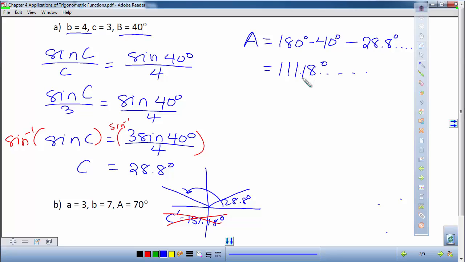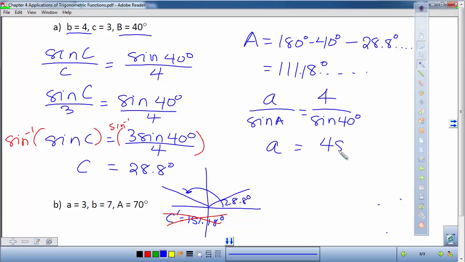Okay, so now we can say what? A over sine A is equal to B over sine B. I'll just go ahead and write it as 4 over sine 40 degrees. Or A equals 4 times sine of 111.18 dot, dot, dot over sine 40 degrees.